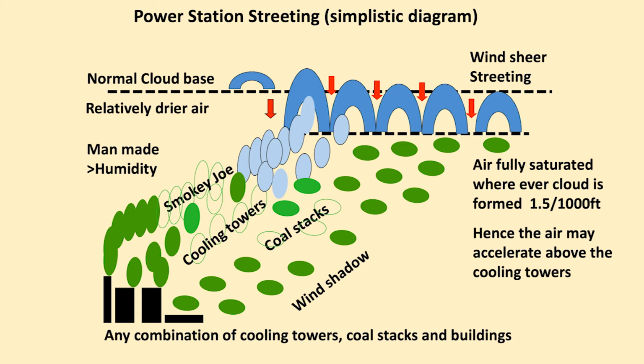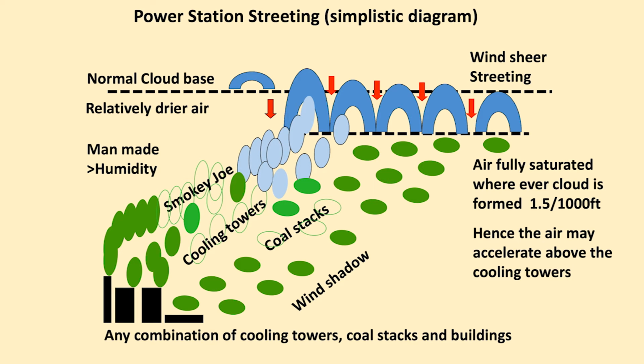Of course, Smoky Joe has heavy air, and that will not extend into the street. But the cooling towers, maybe coal stacks or other buildings providing hot air, will all generate into the street, and it will encourage the humidity into a line.